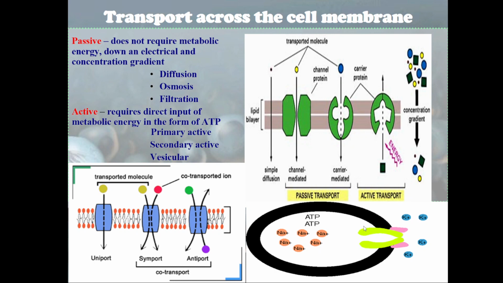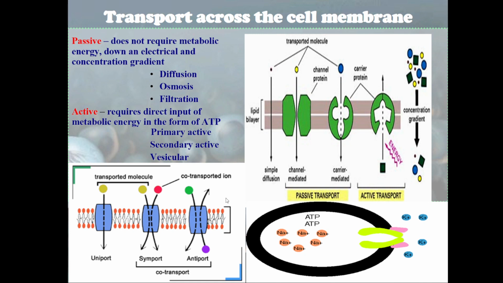3 sodium ions bind here, 2 potassium ions bind there on the outer surface, and for the energy requirement ATP is hydrolyzed, and these ions will move in opposite directions simultaneously against their concentration gradient. By the way, this type of transport, according to another classification, is also called counter-transport or antiport, so two substances move simultaneously but in opposite directions.